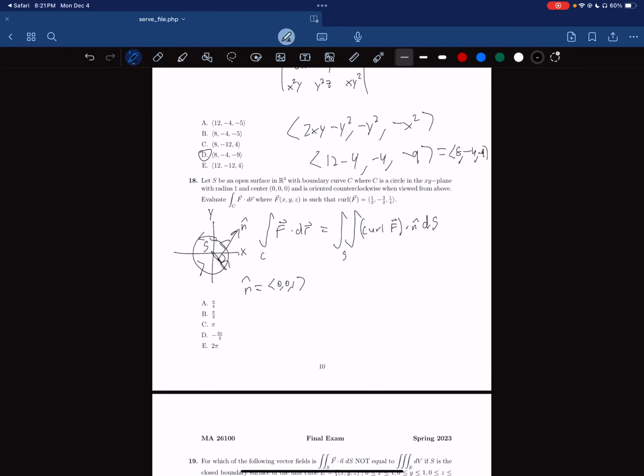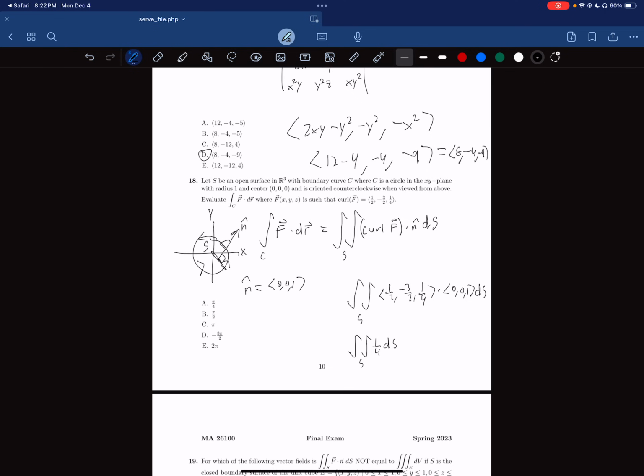So now we have the integral over S of curl F, which is 1/2, negative 3/2, 1/4, dot 0, 0, 1, dS. And that's just the integral over the surface of 1/4 dS.